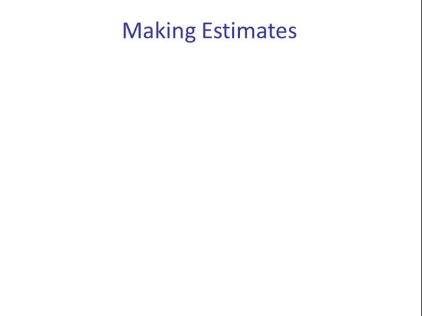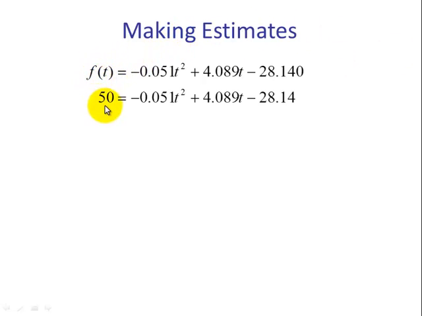To answer the next question, at what ages will half of the workers be using a computer? Half means 50%, so we want to know what values of t will make f of t equal to 50, because 50% is 1/2. So we take our model, we substitute 50 in for f of t, and then we solve for t. Our first step is to subtract 50 from both sides. Now the quadratic is equal to 0.